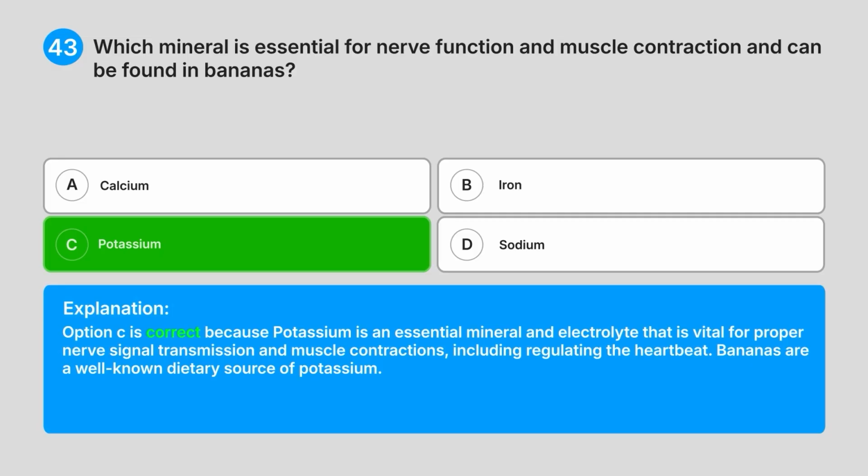Explanation: Option C is correct because potassium is an essential mineral and electrolyte that is vital for proper nerve signal transmission and muscle contractions, including regulating the heartbeat. Bananas are a well-known dietary source of potassium.